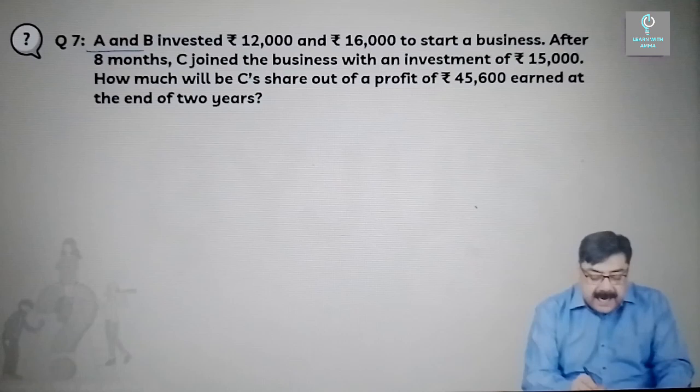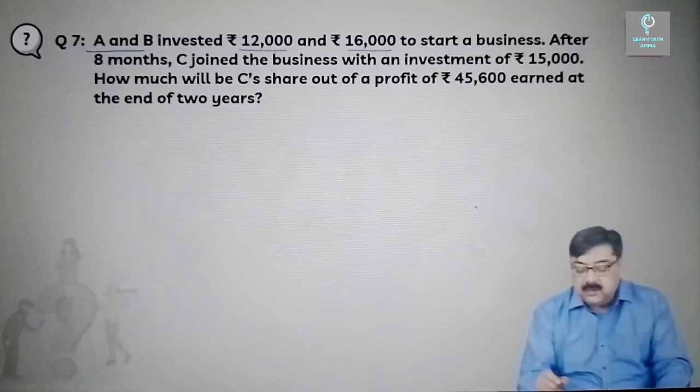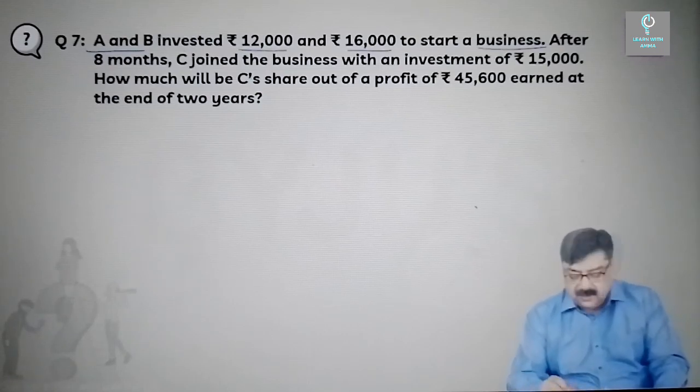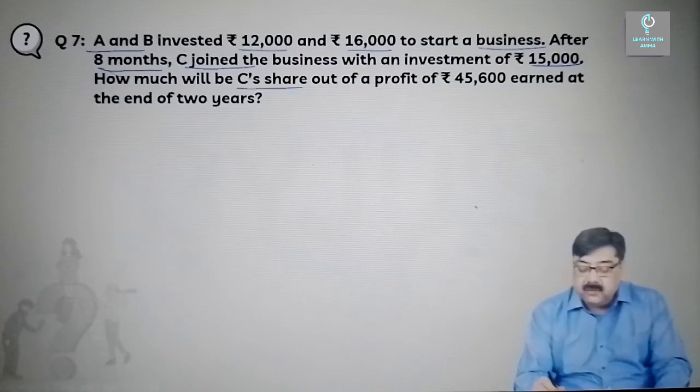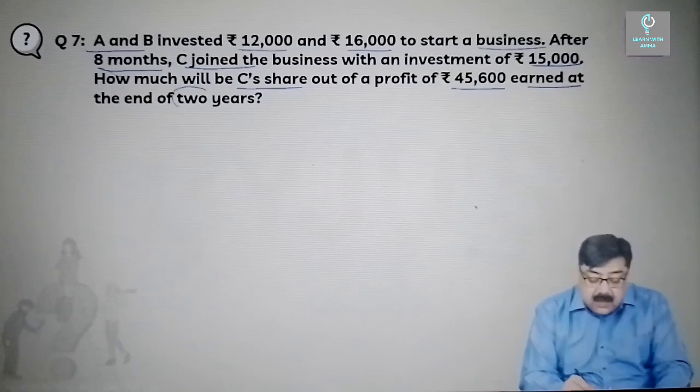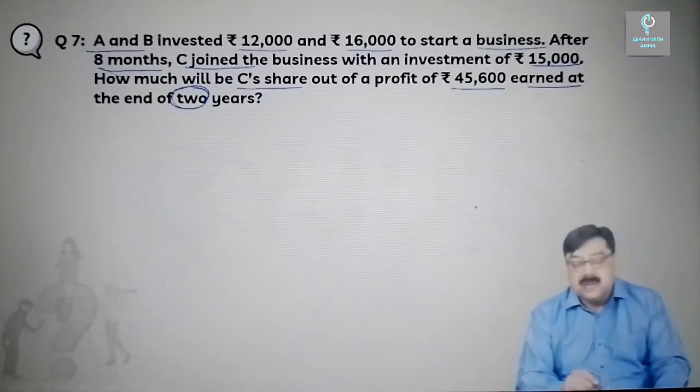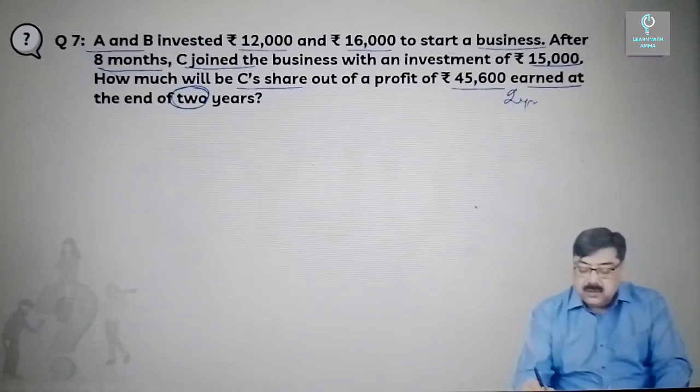Next question. A and B invested rupees 12,000 and rupees 16,000 to start a business. After 8 months, C joined the business with an investment of rupees 15,000. How much will be C's share out of a profit of rupees 45,600 earned at the end of 2 years? Now this 2 years is nothing but 2 into 12, that is a 24 months duration.